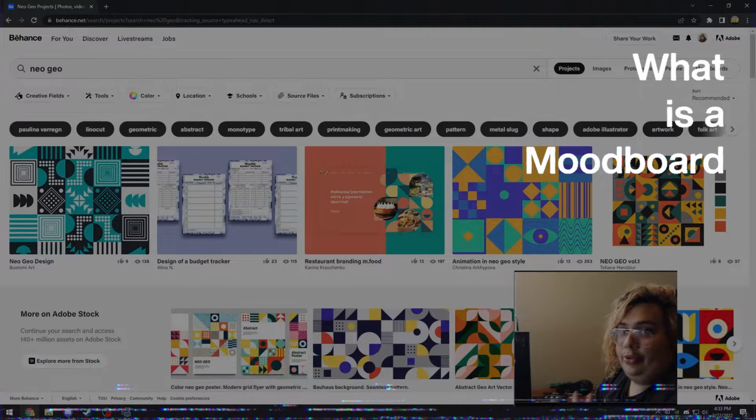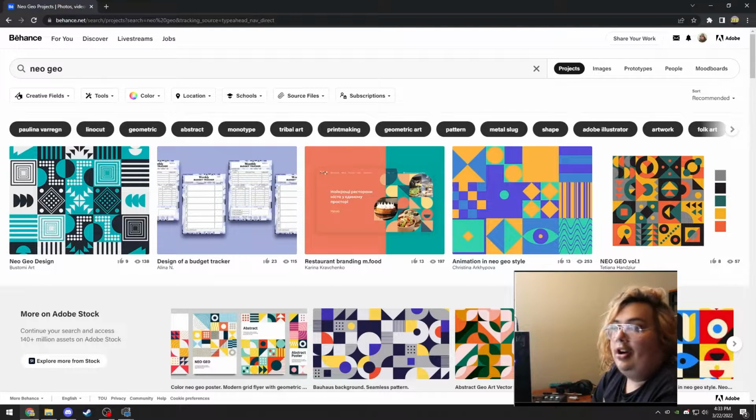What is a mood board? Well, a mood board is a culmination of images and graphics to help inspire and influence your workflow. That's a really long way of basically saying you're using other people's images as inspiration. So, how would we create one?